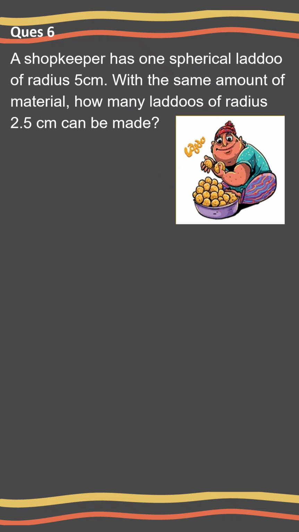Question number 6. A shopkeeper has one big spherical laddu which has radius 5 centimeter. With the same amount of material, how many small laddus of radius 2.5 can be made? So there are two sizes. One is bigger, which has radius 5 centimeter, and the other one is smaller. So we are using small r, which is 2.5. Change this into a fractional number, 5 by 2.